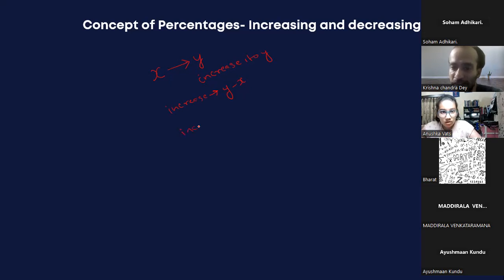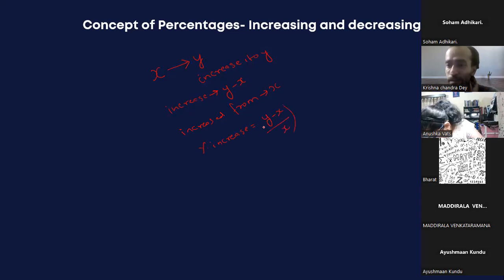I have increased from what? I have increased from X. So X has been increased from X to Y. So the increase has been Y minus X. So the percentage increase is always, what is the increase that has happened? Y minus X, right? From what has it happened? From X, into 100. This is the percentage increase.